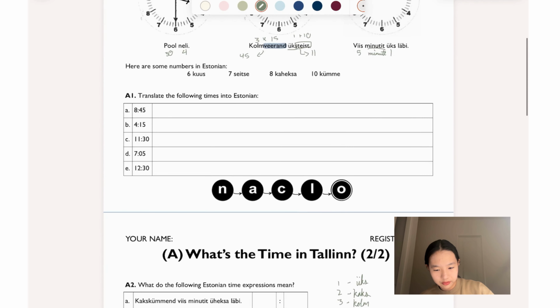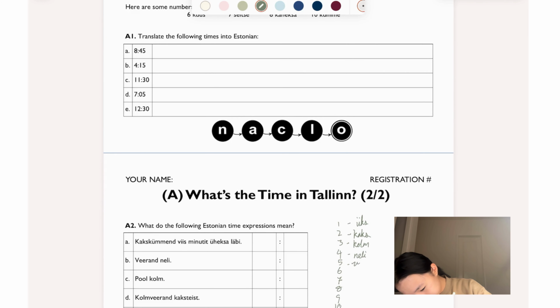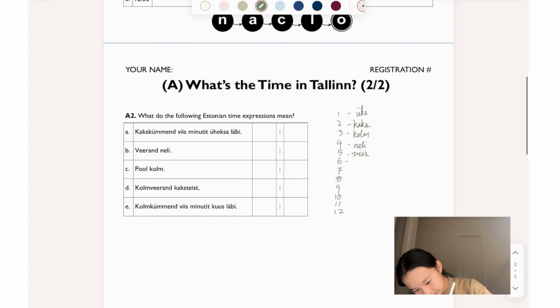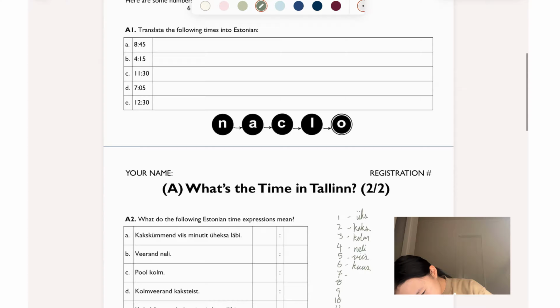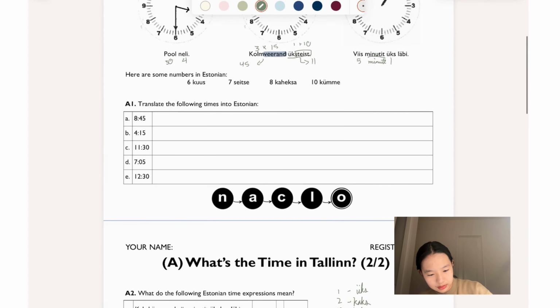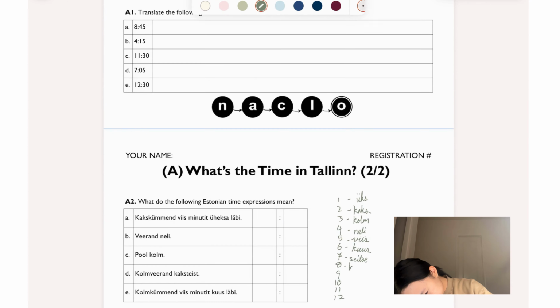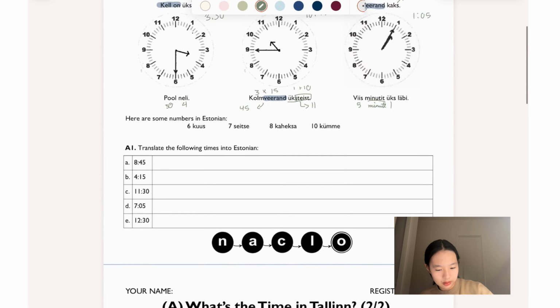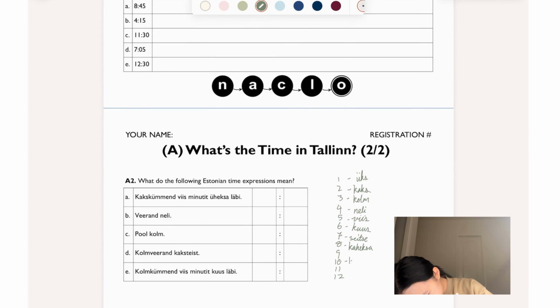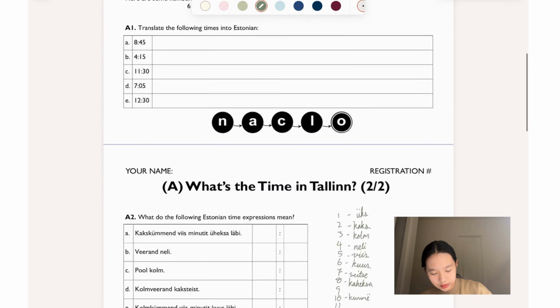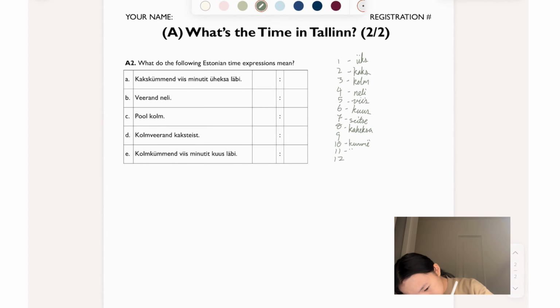And 5 we have as vis, because 5 minutes. And then 6 we are given as kus. 7 is sietse. 8 we have as kaheksa. 9 we do not have, and then 10 is kume. 11 is going to be yuksets.